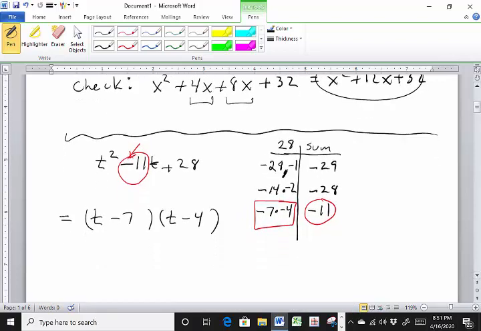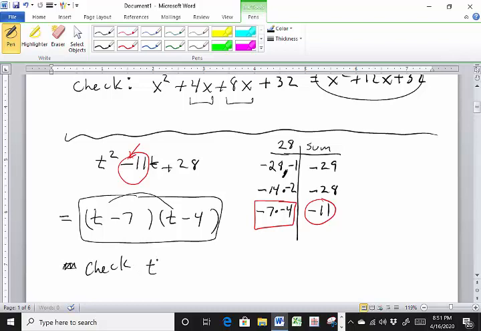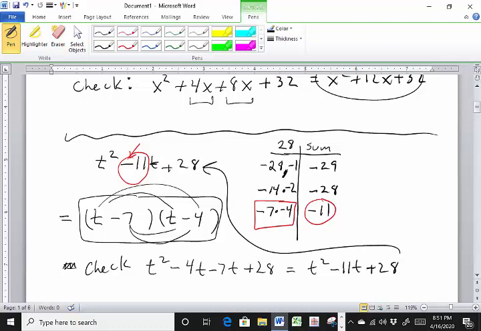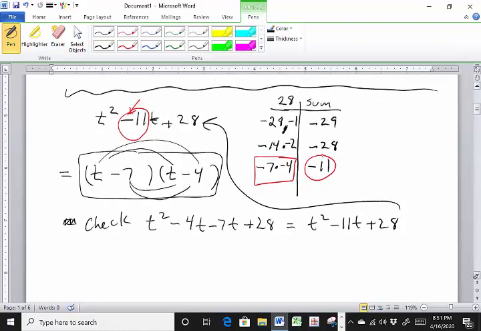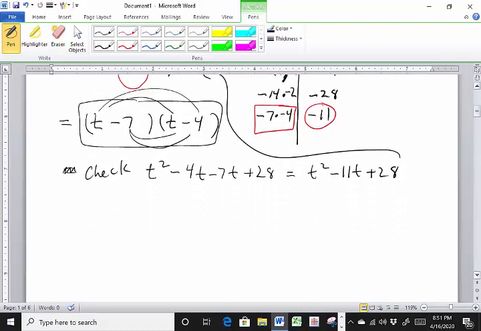Again, let's quickly check ourselves. T times t. So this is the answer, all right? So this is just a check. So t times t is t squared. T times minus 4 is minus 4t. Okay, that was that part. Minus 7 times t is minus 7t, and minus 7 times minus 4 is a plus 28. So this equals t squared minus 11t plus 28, and that's our original problem. Okay, so I'm not going to check the rest of these, but you get the idea. But you should always check, and that's just going to verify whether you did the problem correctly or not.